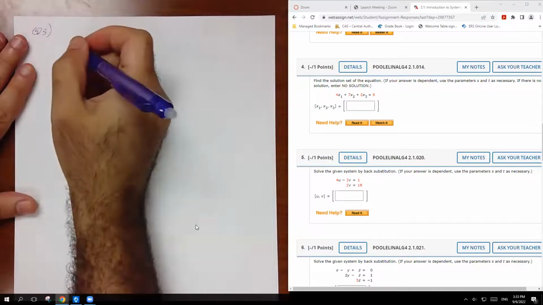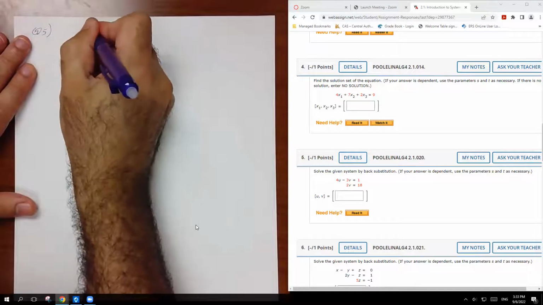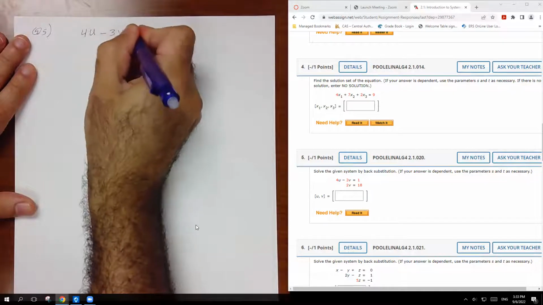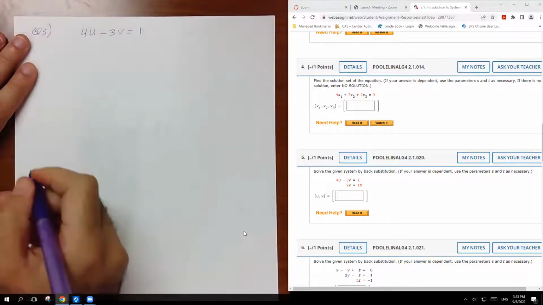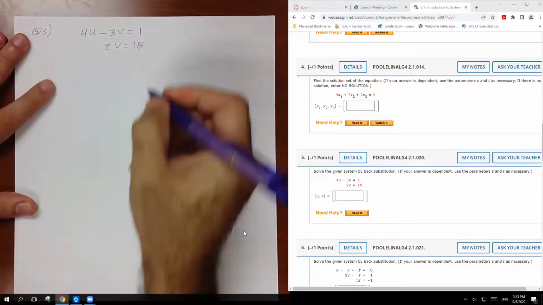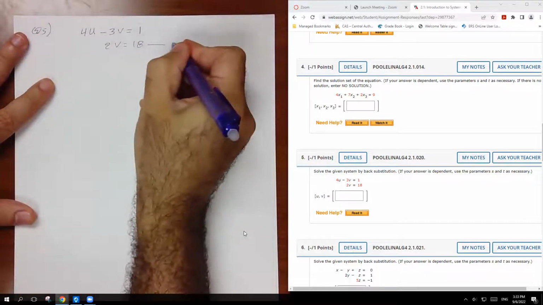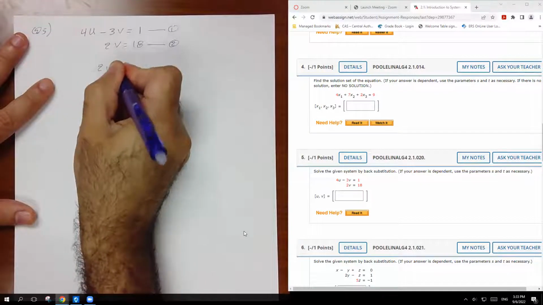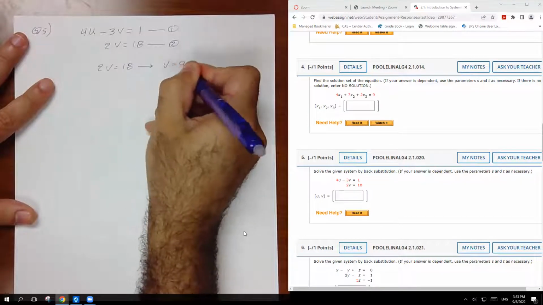Question 5, solve a system by back substitution. So we have 4u minus 3v equals 1 and 2v equals 18. So we need to solve by back substitution. This is the second one, and this is the first one. From the second one, I'm going to say 2v equals 18. That means divide both sides by 2, so v is going to be equal to 9.